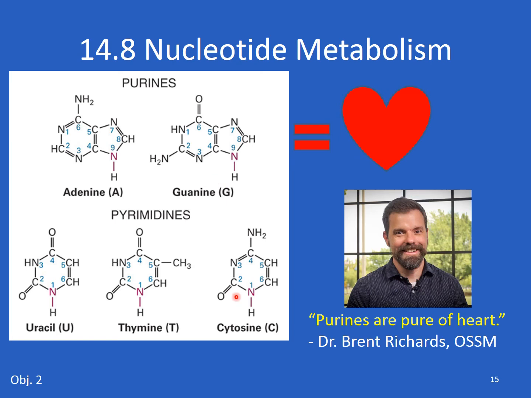Whereas uracil, thymine, and cytosine only have 1 ring. They don't look like a heart at all. So you can just remember purines are pure of heart, they've got 2 rings. Pyrimidines aren't, they've only got 1. And if you want to take it even further, you could say you're gaga for the pure of heart. Gaga: guanine, adenine. That way you'll never forget which ones are purines and which ones are pyrimidines.